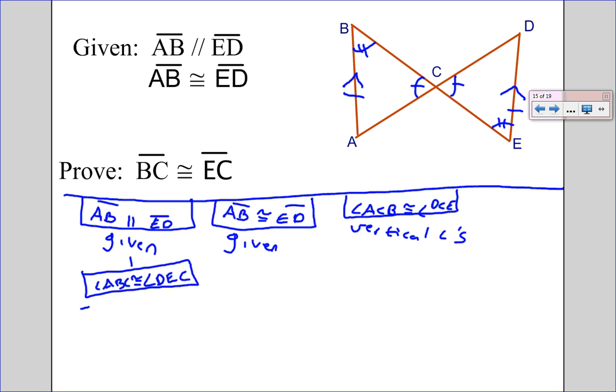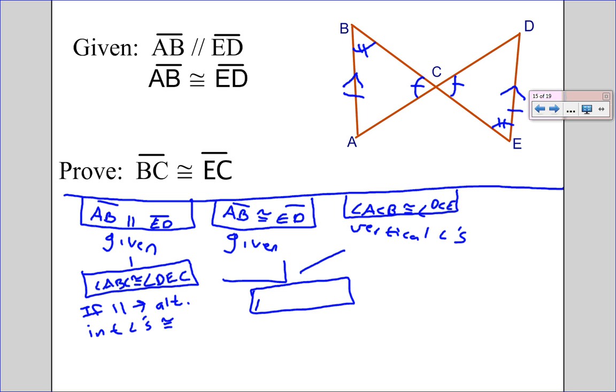That's because if the lines are parallel, then alternate interior angles are congruent. And so I have two angles and a side. So I join those three together and I say triangle ABC is congruent to triangle DEC. And that, as we discussed, is by AAS congruence.